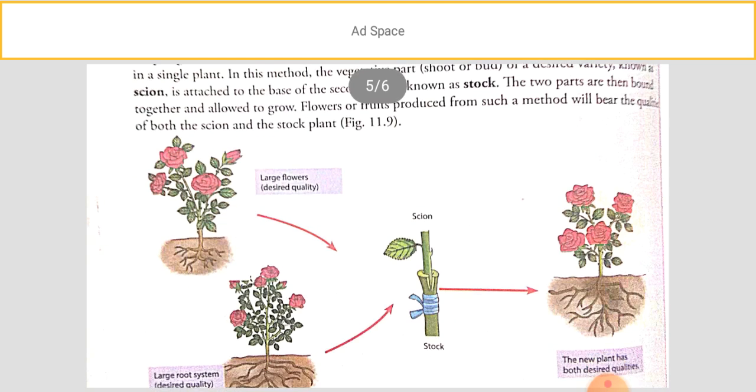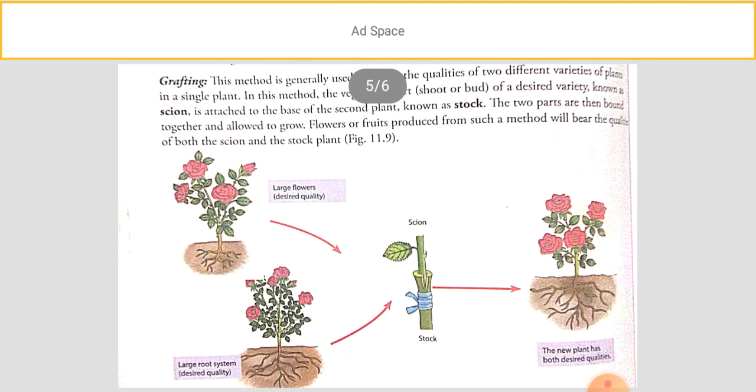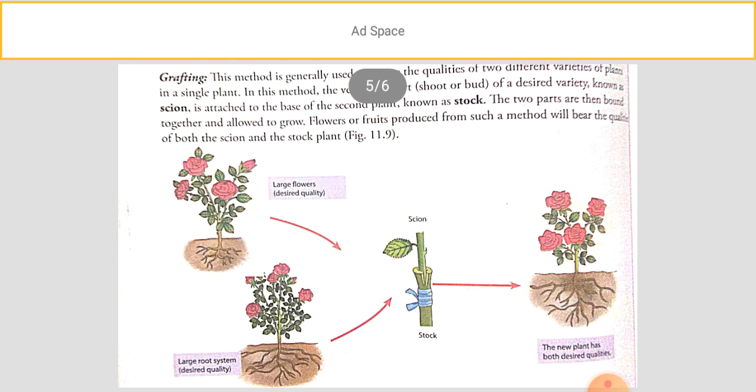You can see here, this is a scion. The scion is attached to the second plant. The desired plant is known as the scion, whereas the second plant is known as the stalk. So both scion and stalk are connected to each other.